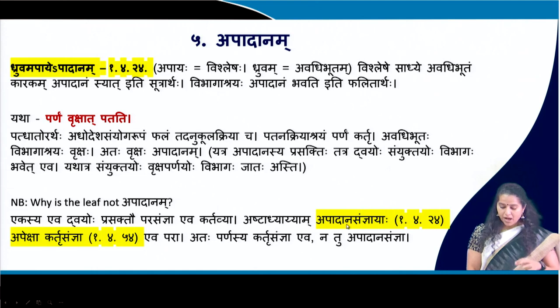So he says, ashtadhyayam apadana sanyayaha, which is this one that we've seen. Apeksha kartru sanjna, which is the first, fourth and the 54th one. So you see, it's the 24th and this is the 54th sutra. This is the later one. And what is this one saying? That wherever there is an expectation, in that fruit of the falling there is an expectation in the leaf. And therefore, ataha parnasya kartru sanjna eva natu apadana sanjna. Alright, so I hope this is clear. And I sincerely hope that you are trying to read along at least and appreciating the argumentation that underlies the perception of reality and the expression through language. This is a fabulous aspect of the Sanskrit language.